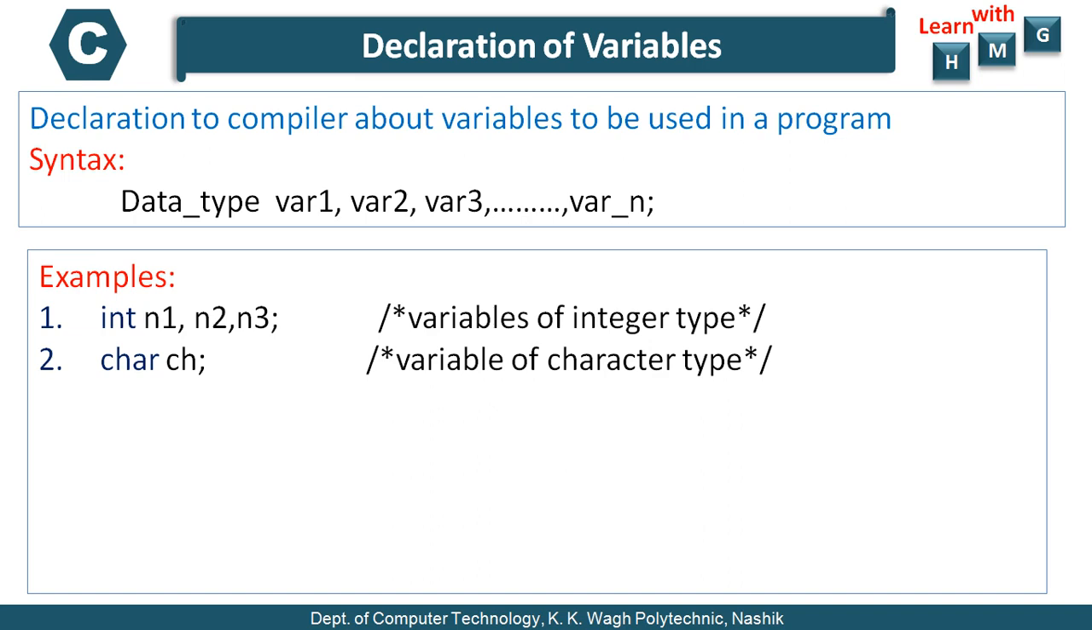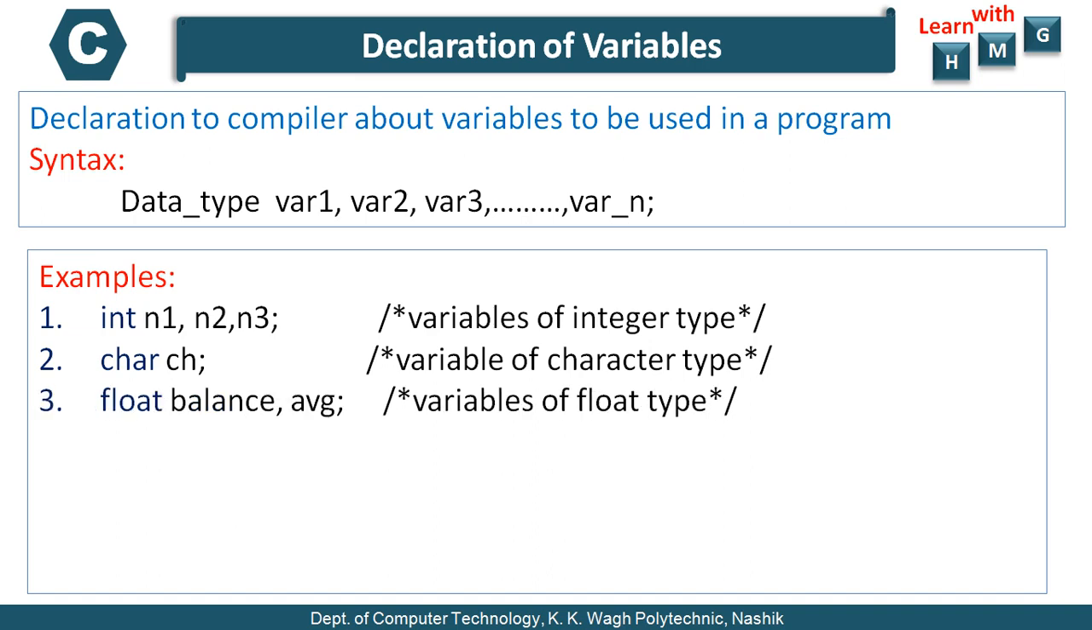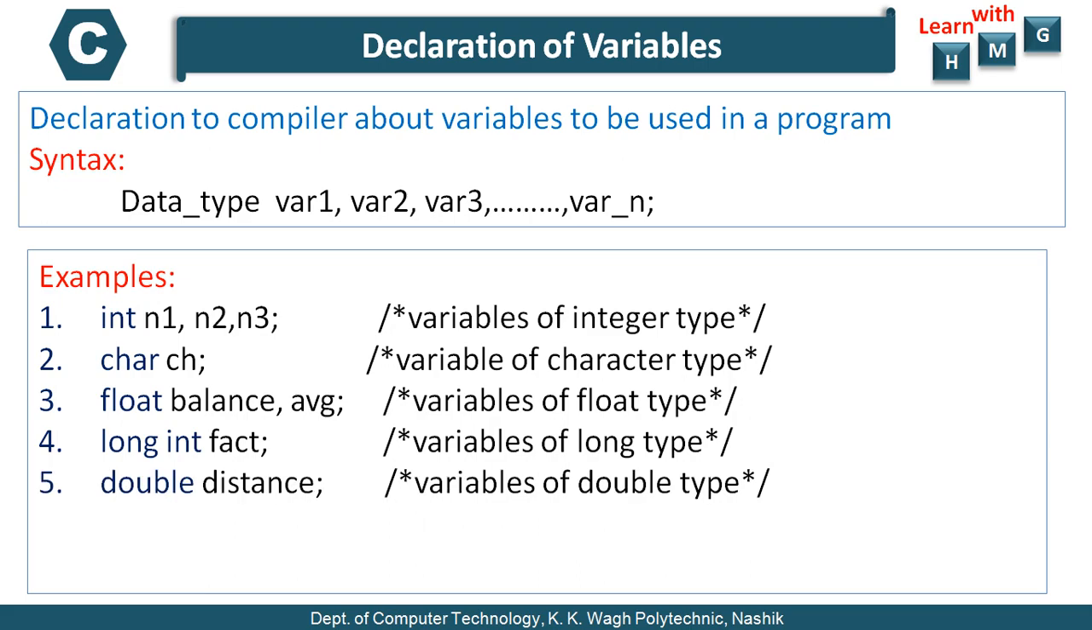Third example, balance and avg, these are variables of the type float, meaning these variables are going to represent floating point values. Then long int fact. So here fact is of long int; I already told you that the basic data type is int, or for a longer range you can attach the long keyword, as in long int fact. Double distance. So distance is a variable and it is of double data type.